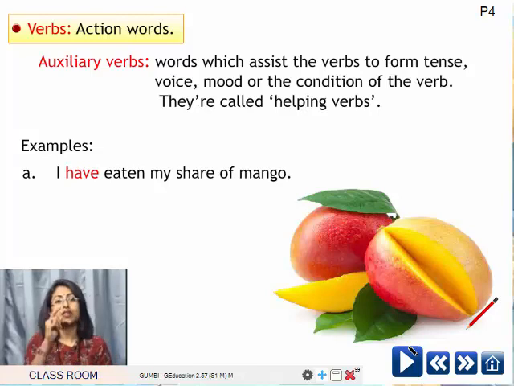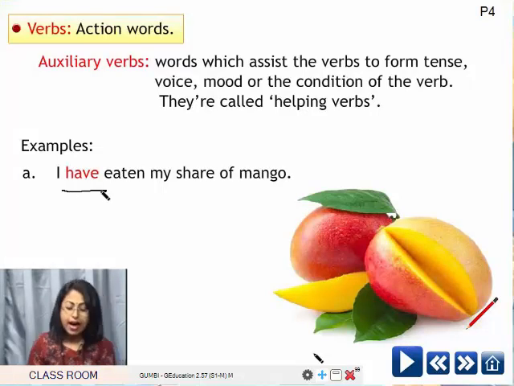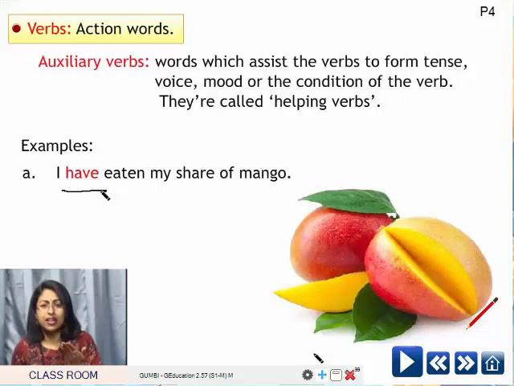Is that clear? Okay, have a look at this sentence. I have eaten my share of mango. If I don't use have, I eaten my share of mango would be wrong. Do you all understand? I have eaten my mango. It's a past perfect. But here I am teaching you the usage of has and have, was and were, is, am and are as your helping verbs. Alright, students.